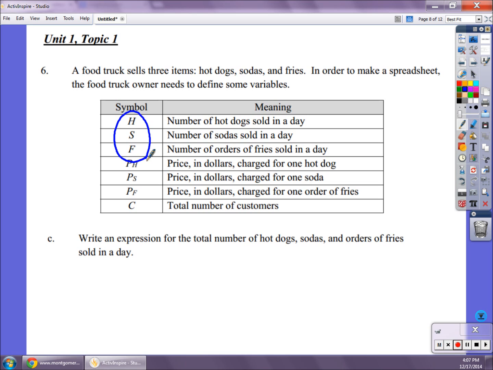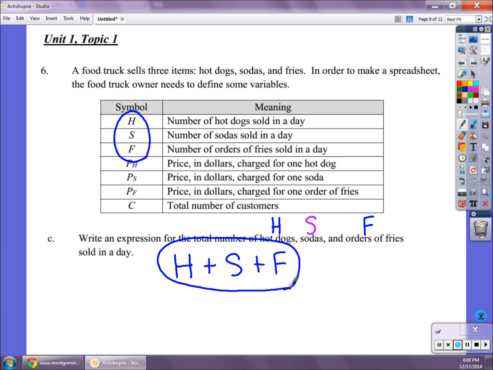All right, we know that the total number of hot dogs is H. We know that the total number of sodas is S. And the total number of fries is F. Okay, so the total number, in this case, total, is going to refer to addition. So I know that I'm going to have the number of hot dogs plus the number of sodas plus the number of French fries. And that is our expression for the total number of hot dogs, sodas, and orders of fries sold in a day.